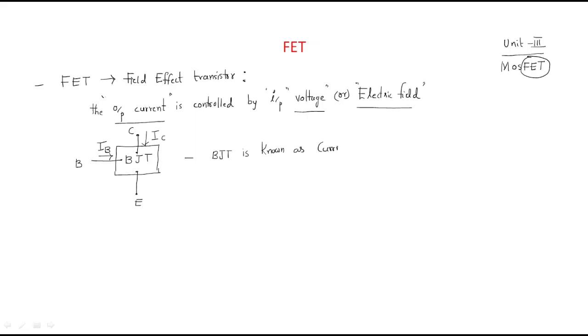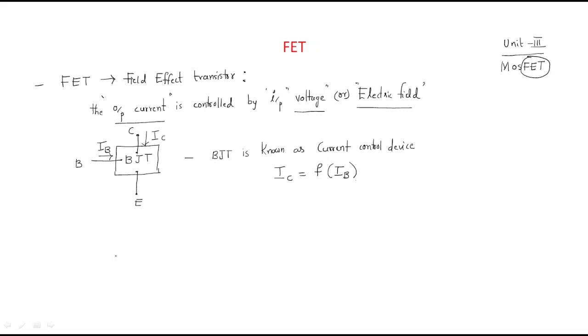Why is it called a current control device? Here the output current IC is controlled by the input current, and the input current is IB.